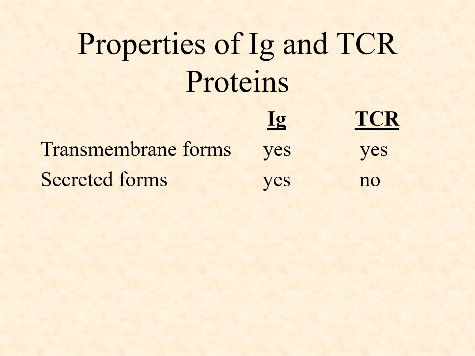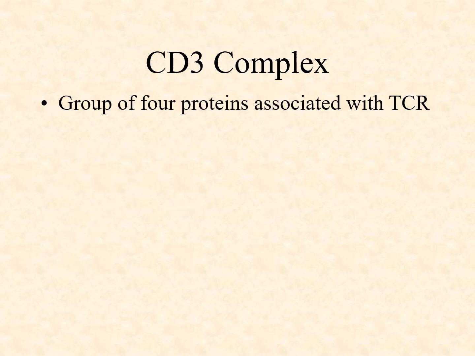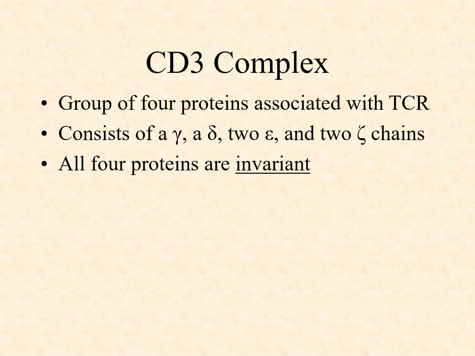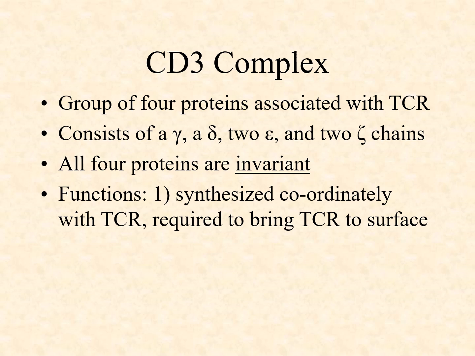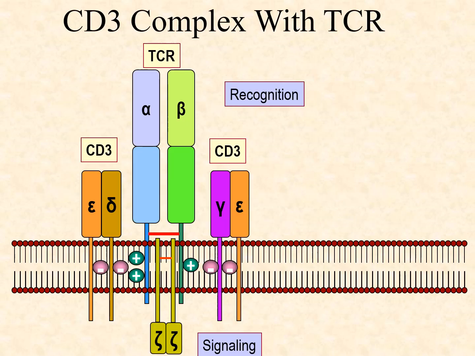Ig: transmembrane form, secretory form, isotypes with different functions, valency. CD3 complex, a group of 4 proteins associated with the TCR, consists of alpha, gamma, and others. All 4 proteins are invariant. Function: synthesized coordinately with the TCR, required to bring the TCR to the surface, and transduce the activating signal to T cells when T cells recognize MHC peptides.